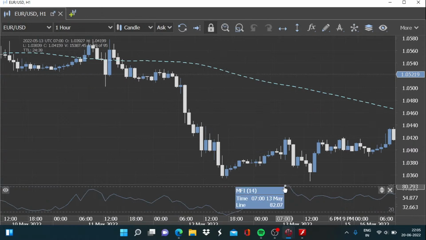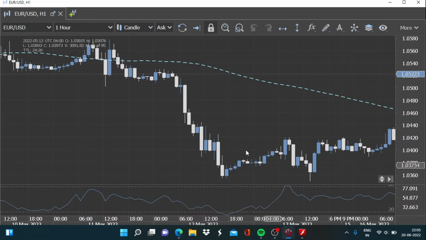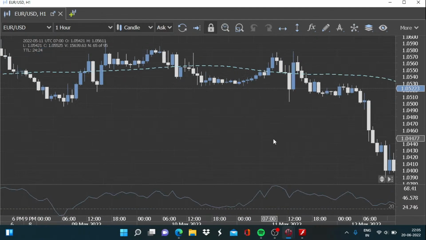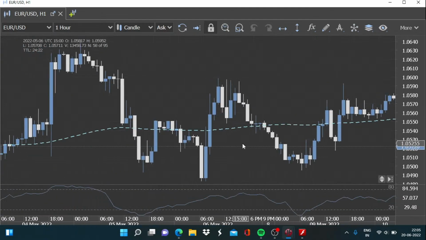Here we have this case of MFI above 80, but it couldn't really sustain on the higher side and it dipped in the very next candle. And at least we need a consolidation on the higher side of at least 4 hours. So that wasn't the case there.